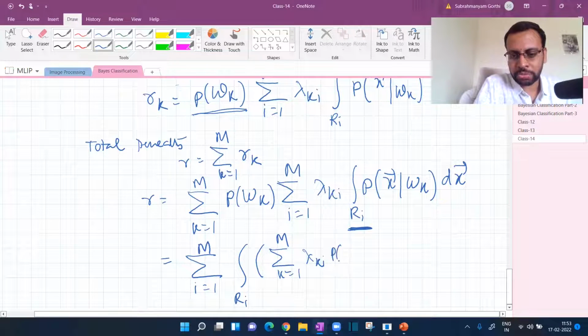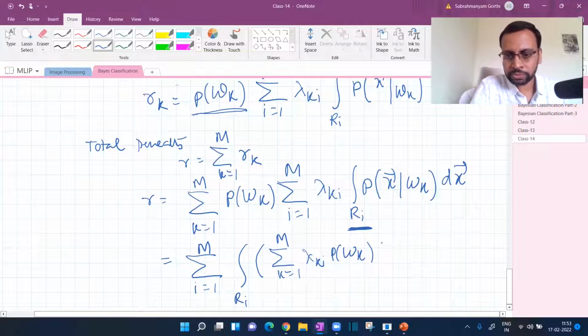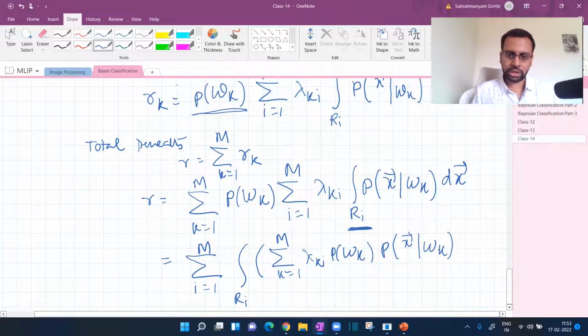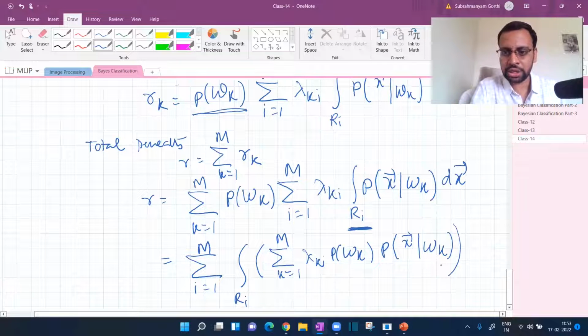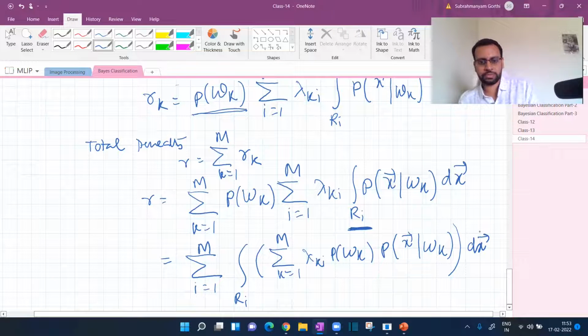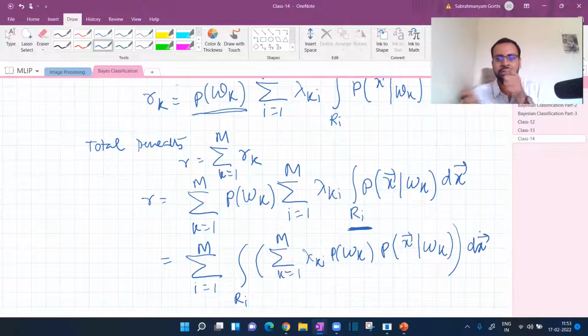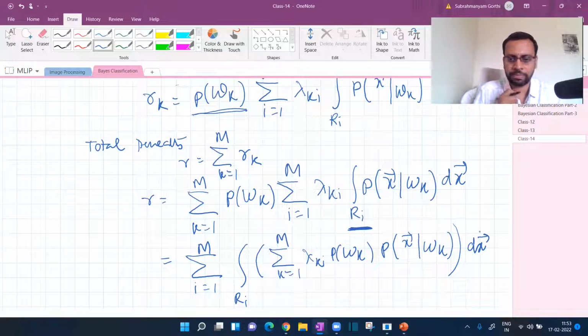Into probability of omega k, into probability of x bar given omega k. This is the whole summation here, and this, with respect to x bar, I would do. I just interchanged the summations; the order in which this has been done is modified. Are you with me so far?